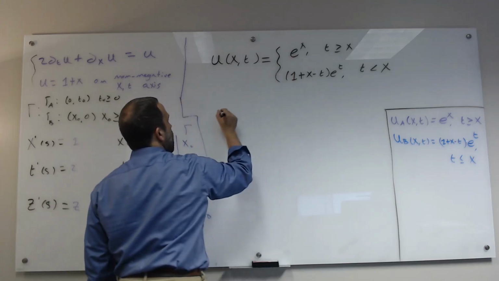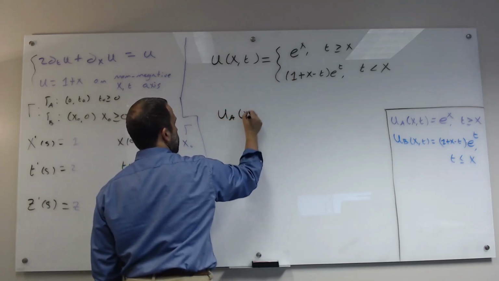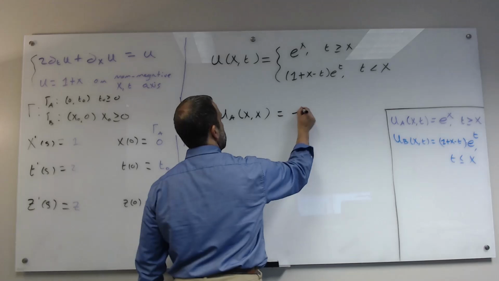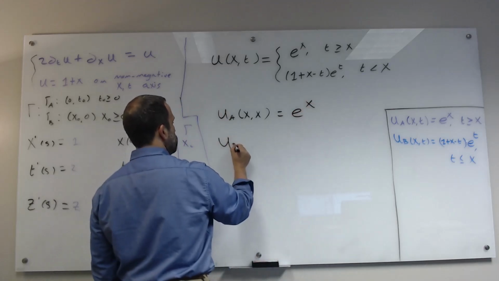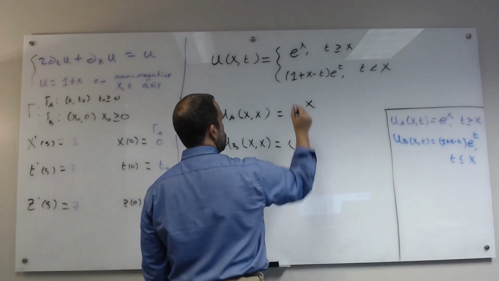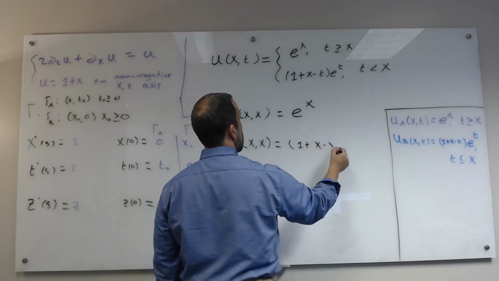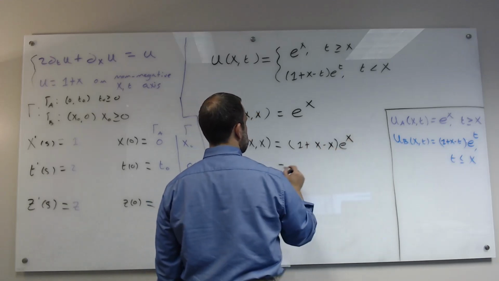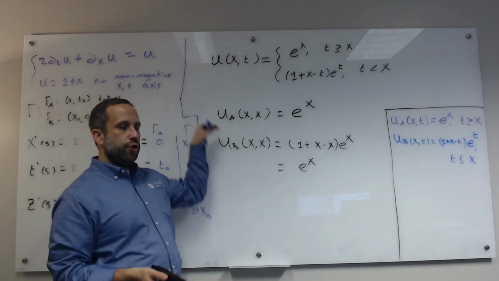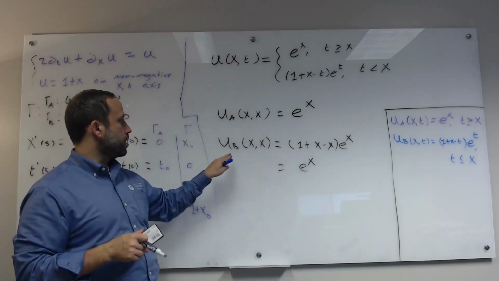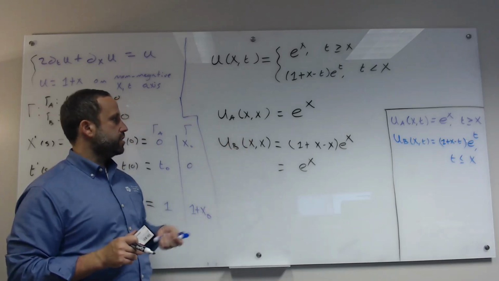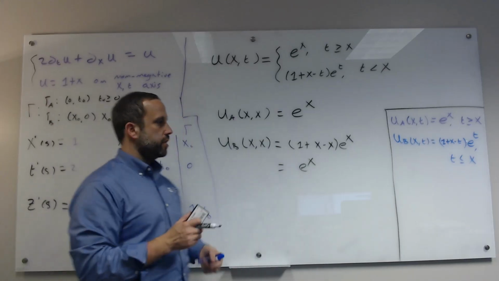If you look at u_a of x, x, so we're saying that t is equal to x, we just get e to the x, and u_b of x, x, again with t equal to x, what do we get? Well, it's going to be 1 plus x minus x times e to the x, which is e to the x. So the answer is yes. The limits of u_a and u_b approaching the line t equals x are equal to each other, and so the solution is continuous.